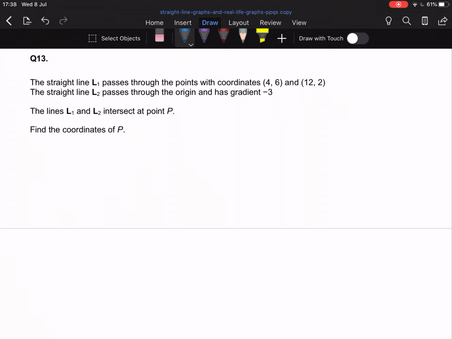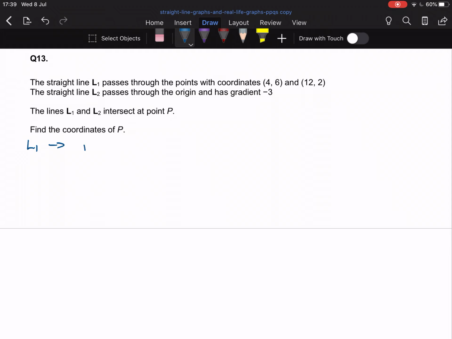So let's first of all figure out the equations of these lines, because we know that if we solve equations simultaneously, what we're working out is the x and the y coordinates of the point of intersection of those two graphs. So I'm going to start with L1 and I'm going to do my calculations.